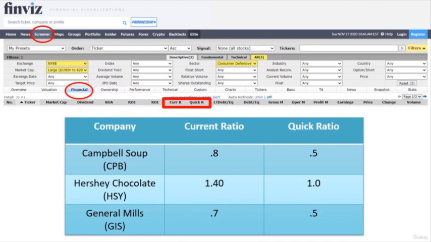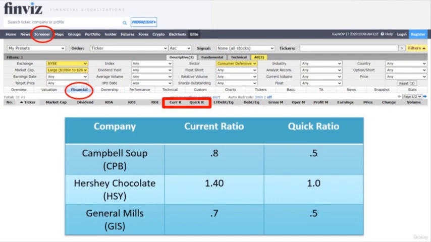But that's something to consider, like if you're comparing Campbell Soup versus other stocks, like let's say Hershey Chocolate, right? Hershey Chocolate makes chocolate bars and good chocolate products, has a current ratio of 1.40. So above the 1.0 we're looking for, that's good. And a quick ratio, the more acid test or the more challenging or more conservative number, at a 1.0. So in terms of their ability to meet their short-term obligations, they're in really good shape.